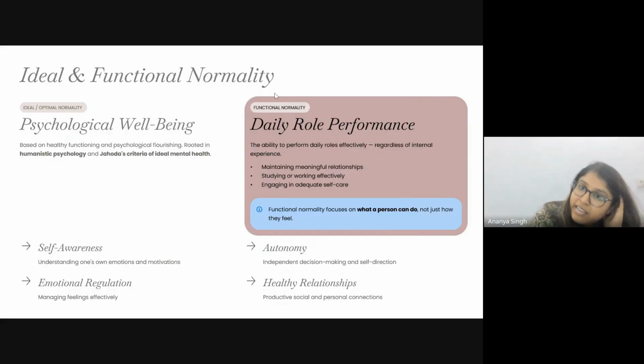Lastly, daily role performance, functional normality. How well am I able to function in my daily life? Am I able to perform my roles? Am I able to hold meaningful relationships? And am I able to hold up my occupational commitments? Am I able to care for myself? This is not about feeling, this is about doing. So if you're not able to do, then it is considered abnormal, which is the view of normality and abnormality that clinical psychology largely follows.